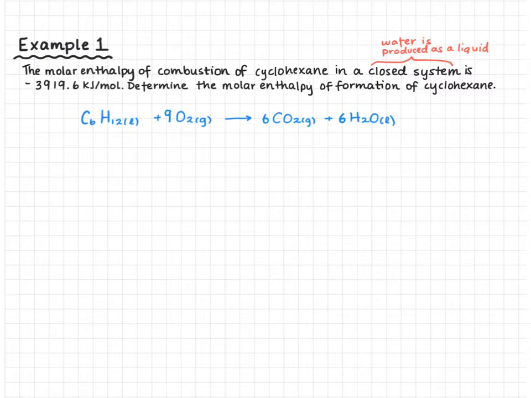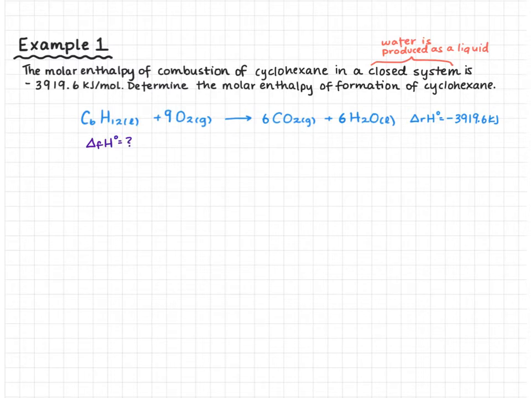Next, I'm going to look up the molar enthalpies of formation in my booklet. So I know overall this reaction has an enthalpy of negative 3,919.6 kilojoules. And since I'm only reacting 1 mole of cyclohexane, the molar enthalpy is the same as the reaction enthalpy. So we're going to be solving for this value, the formation enthalpy of cyclohexane.